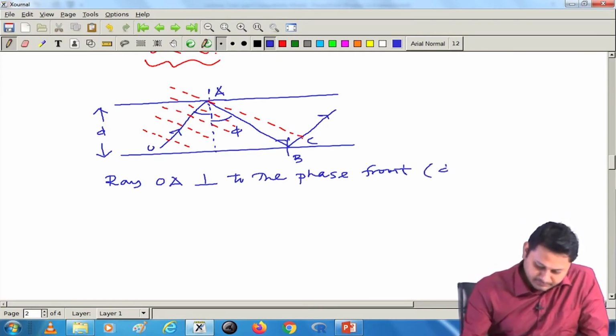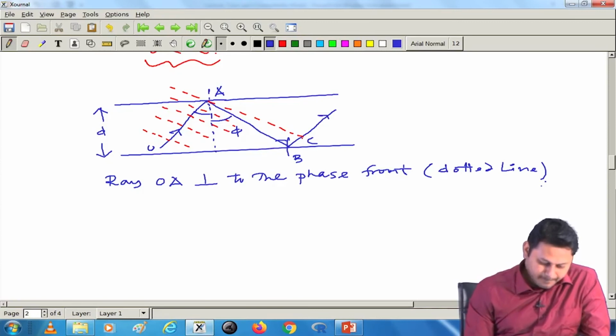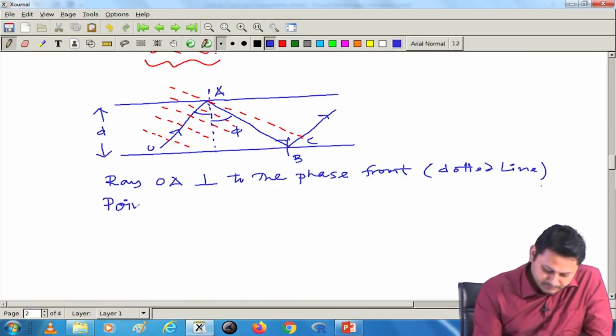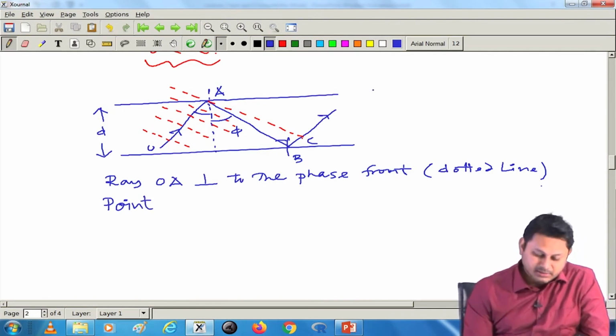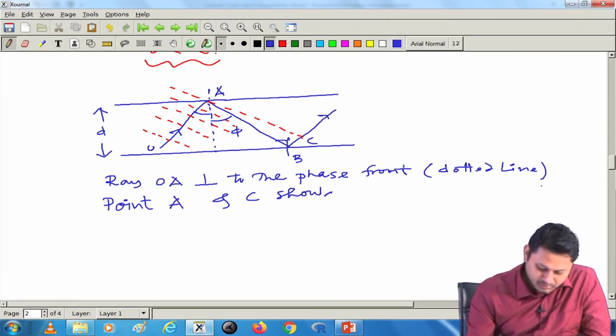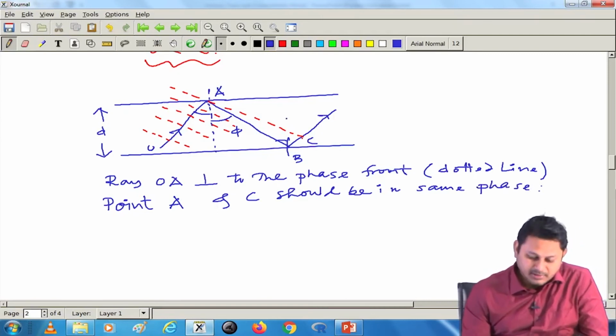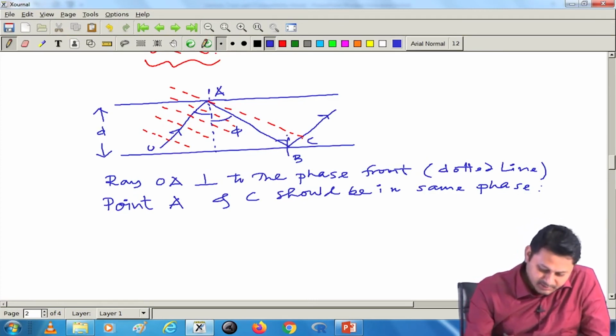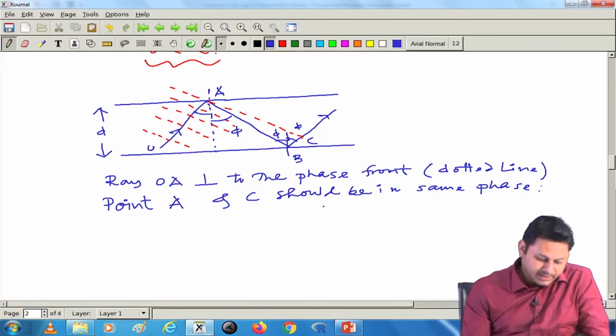Which is defined as a dotted line. Now, if the ray is propagating, then in order to propagate, one condition should follow: every time, point A and C should be in the same phase. Then only we have a constructive interference and the ray is going to sustain. Otherwise, there will be destructive interference and it will not sustain over a long run. So, that is the important thing here, and we are going to calculate that.